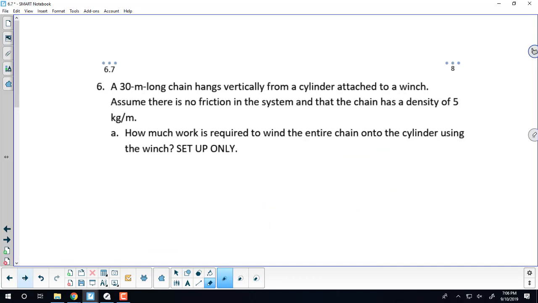Okay, so how about this one? We've got a 30-meter long chain hanging vertically from a cylinder attached to a winch. Assume there's no friction and the chain has a density of 5 kilograms per meter. How much work is required to wind the chain onto the cylinder? Also just note here that the density is given to us not as a mass per volume situation, but it's kilograms per meter, which is sort of this linear density.